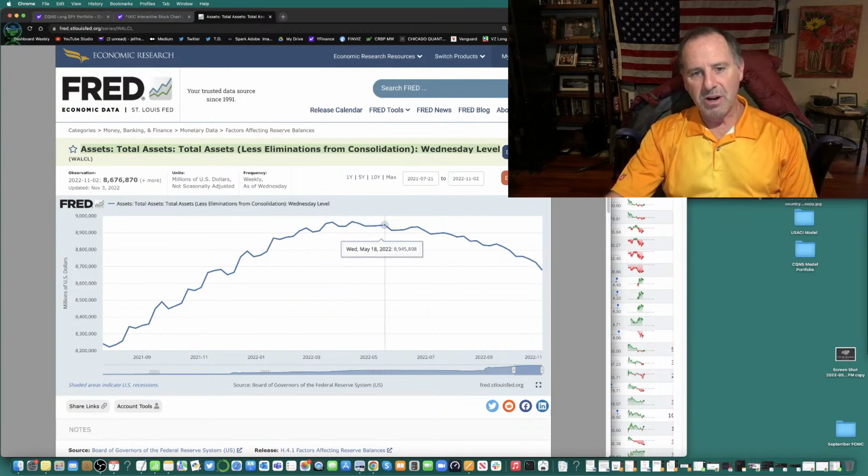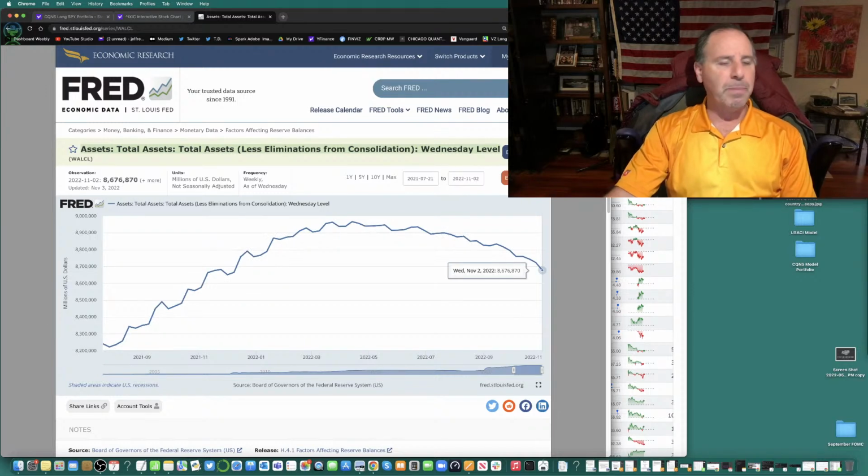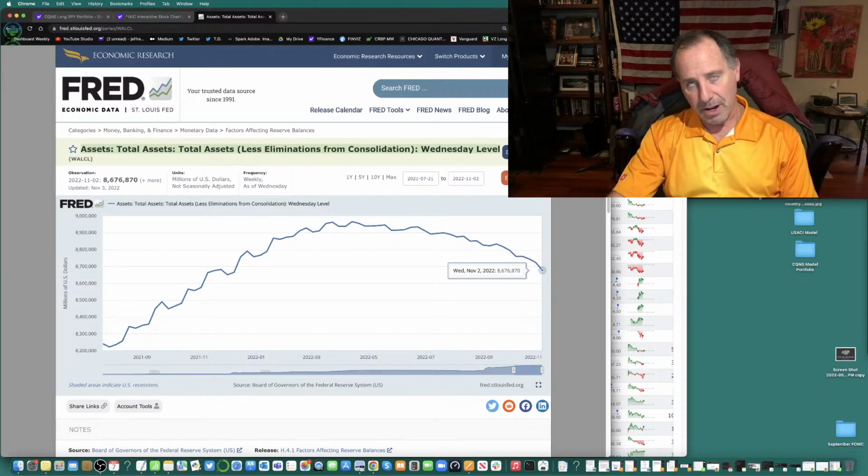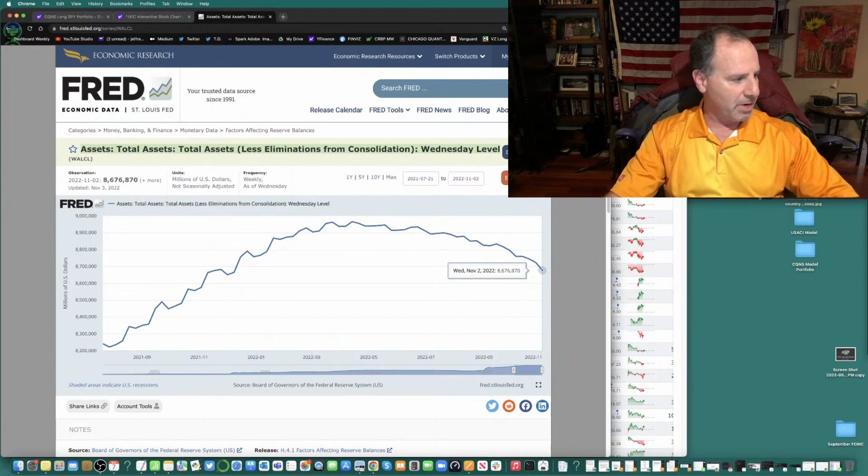So they're selling off their treasuries. And if you look, you went from about 9 to about 8.7. So about $300 billion has been taken out of liquidity. That might be enough to actually change the game, to actually make the stock market more variable, less liquid.